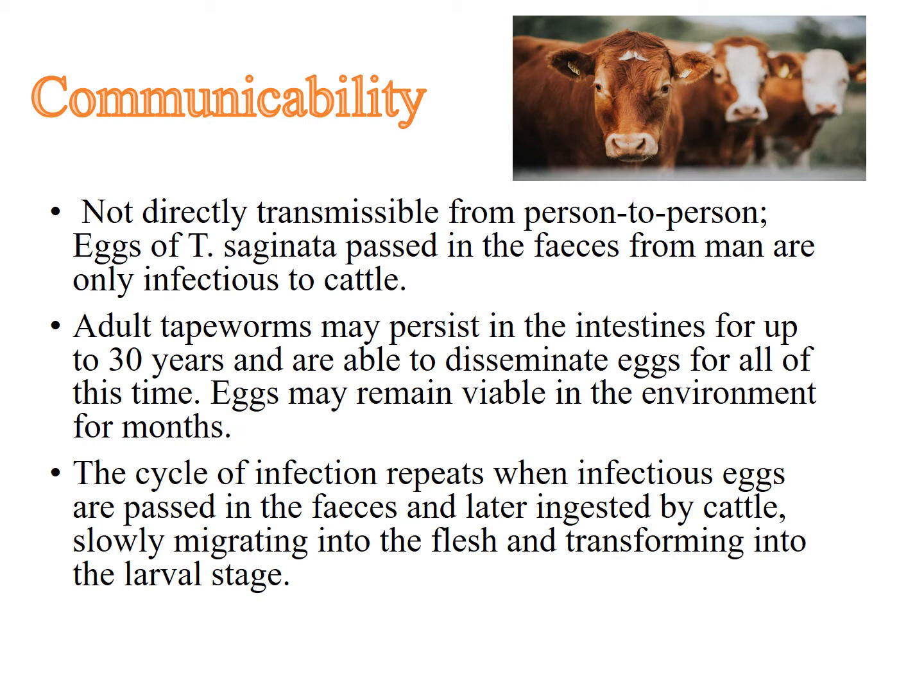Adult tapeworms may persist in the intestines for up to 30 years and are able to disseminate eggs for all of this time. Eggs may remain viable in the environment for months or even weeks. The cycle of this infection repeats when infectious eggs are passed into the feces and later ingested by the cattle, slowly migrating into the flesh and transforming into the larval stage.